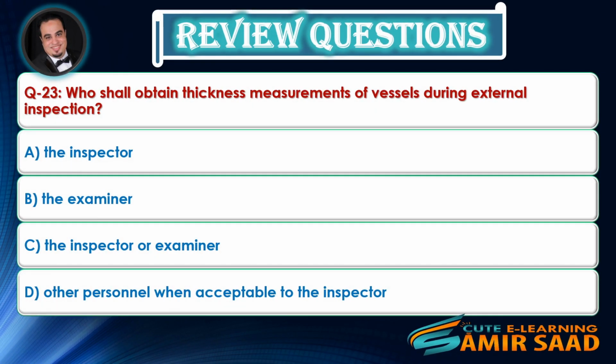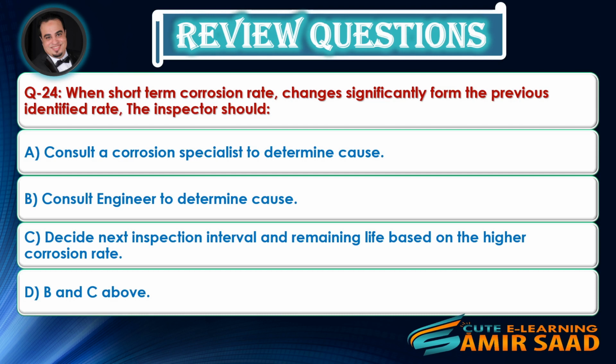Question number 23. Who shall obtain thickness measurements of vessels during external inspection? Answer is C. Question number 24. When short-term corrosion rate changes significantly from the previous identified rate, the inspector should. Answer is A.